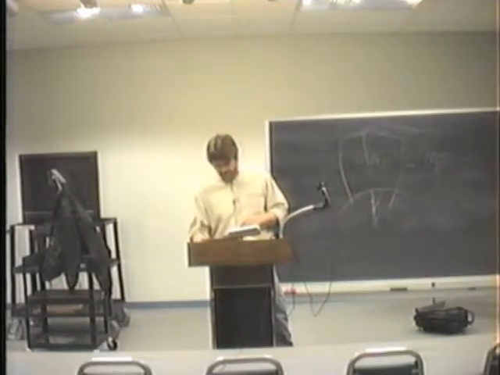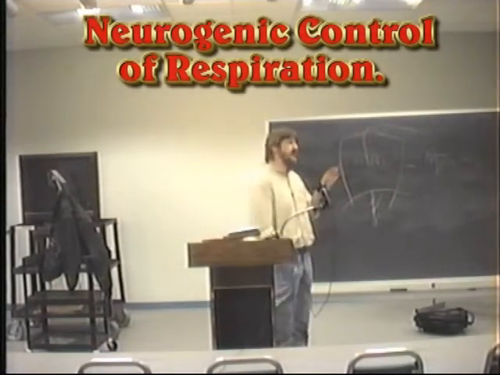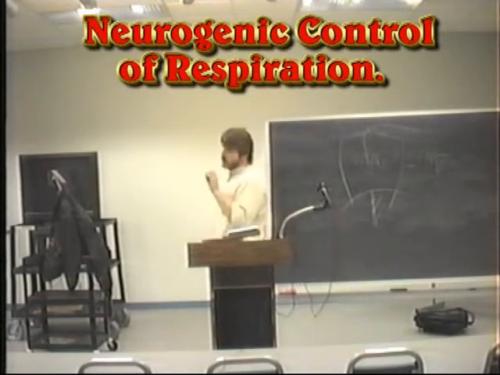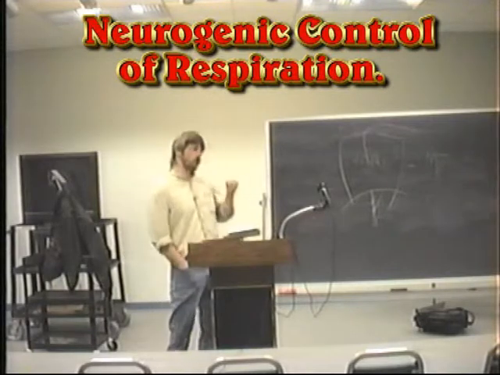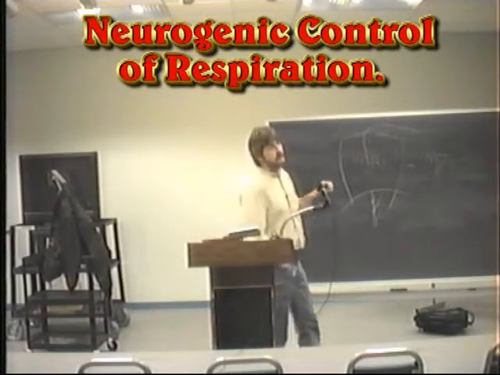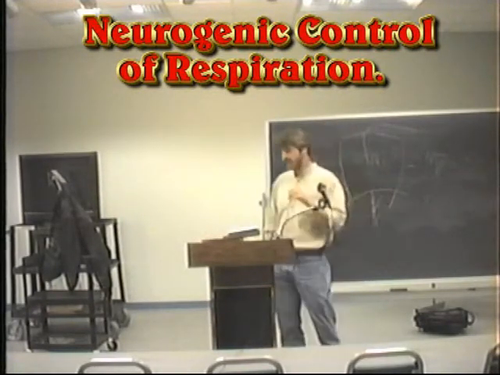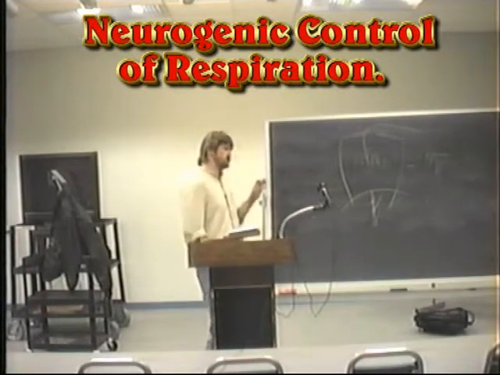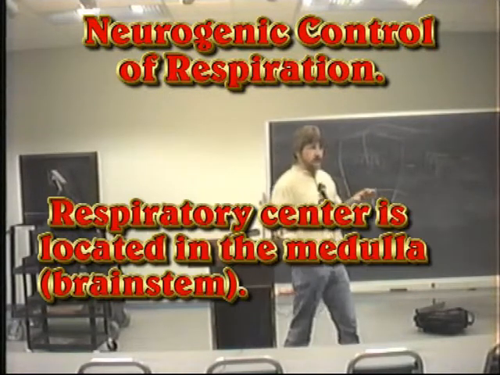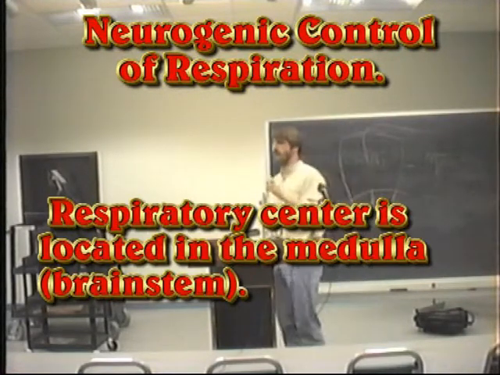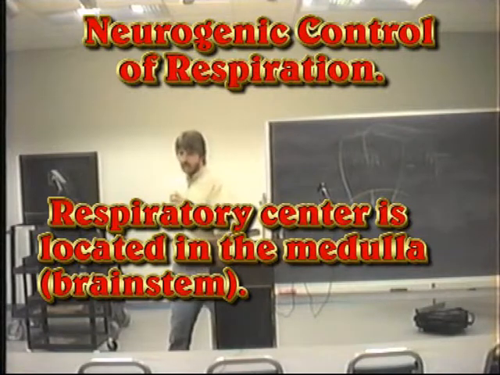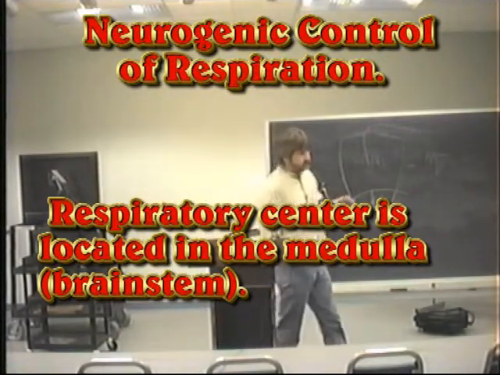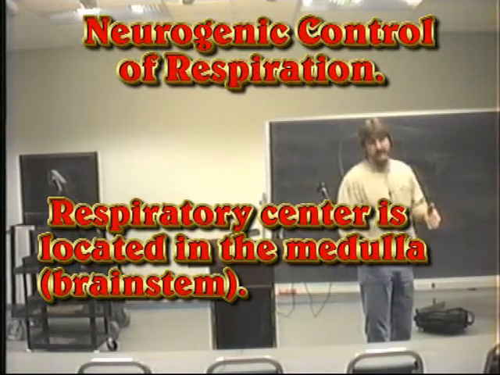All right, let's talk about the neurogenic control. We've talked about the structures. We've talked about the machine. Let's talk about what controls the machine. The neurogenic control. First of all, the respiratory center is in the medulla of the brain. The medulla, as we know, controls vegetative functions. These are the most primitive of functions, and this is what the medulla does.